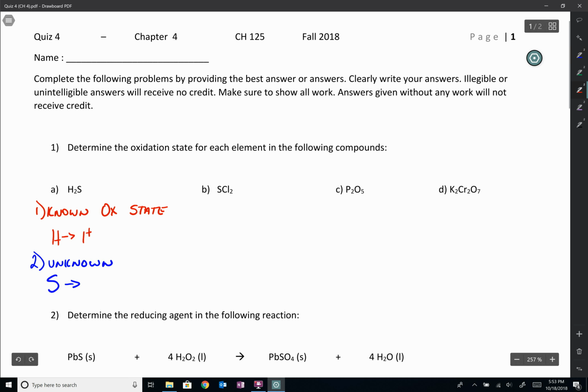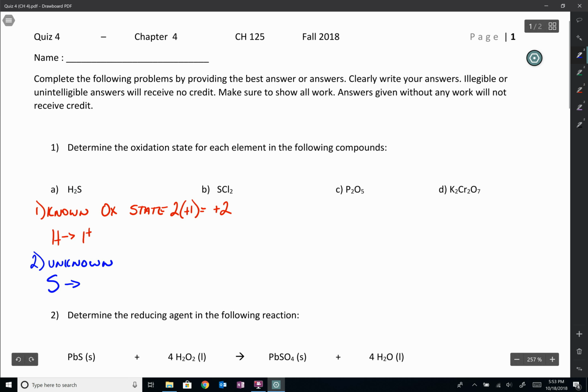So each atom of hydrogen has a 1 plus, but there's 2 of them, right? So 2 times 1 plus, a plus 2 coming from my knowns. If you take a look at the rules, it says that the sum of the oxidation states has to be equal to the compound charge.